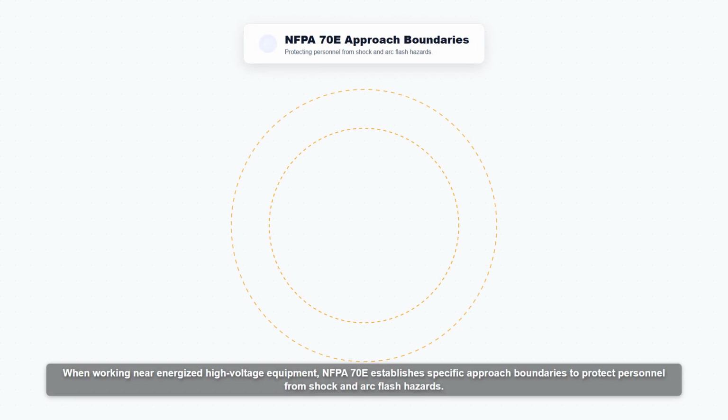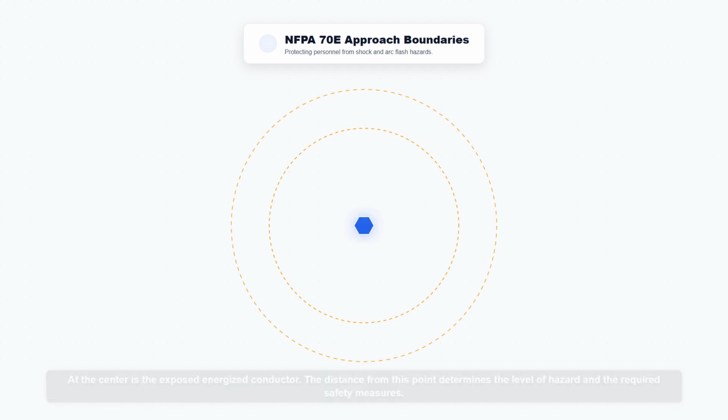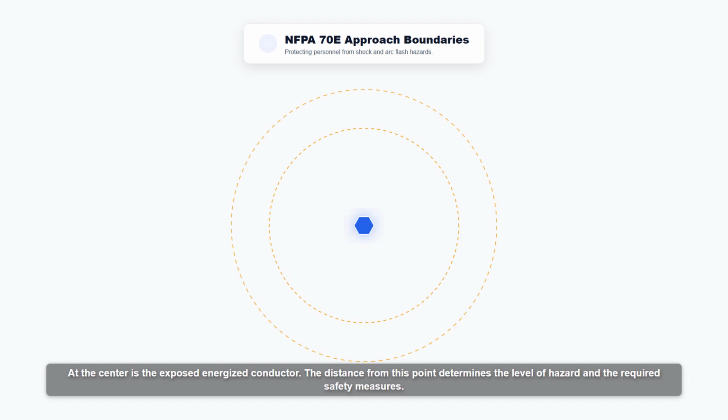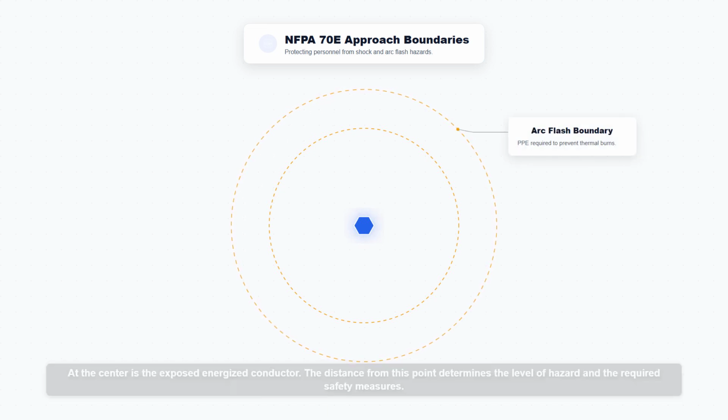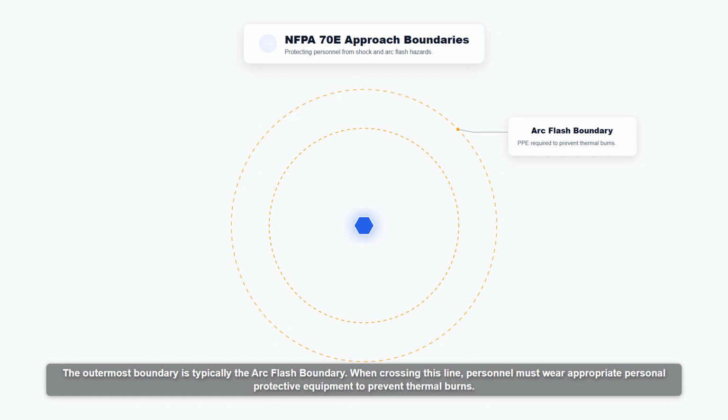When working near energized high voltage equipment, NFPA 70E establishes specific approach boundaries to protect personnel from shock and arc flash hazards. At the center is the exposed energized conductor. The distance from this point determines the level of hazard and the required safety measures. The outermost boundary is typically the arc flash boundary. When crossing this line, personnel must wear appropriate personal protective equipment to prevent thermal burns.